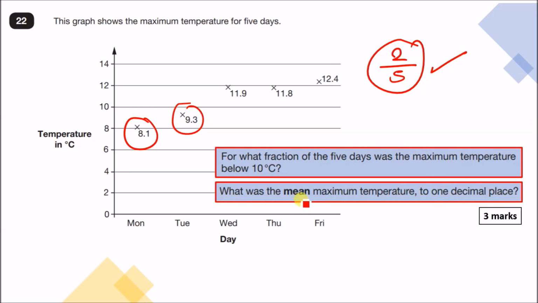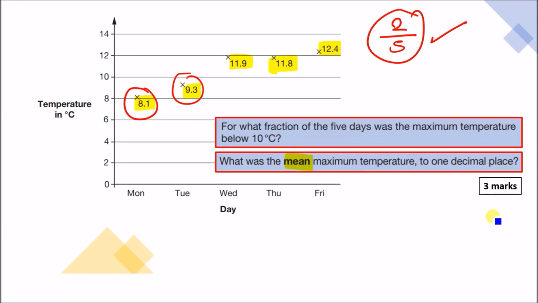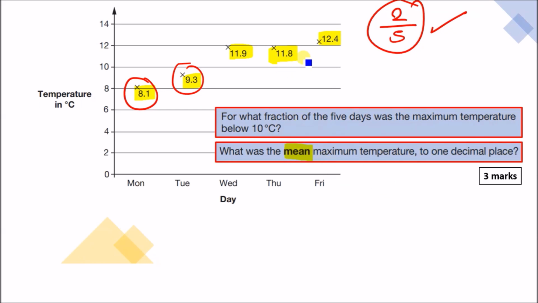Now, what was the mean maximum temperature to 1 decimal place? Okay, so they use the keyword mean. To find the mean, all you've got to do is add up all of these 5 numbers and then divide it by how many numbers there were. In this case, 5. So let's do it. I'm going to do a little column, so put them out from biggest to smallest.